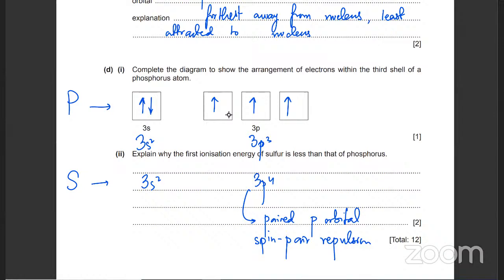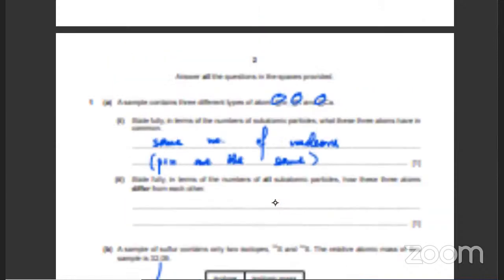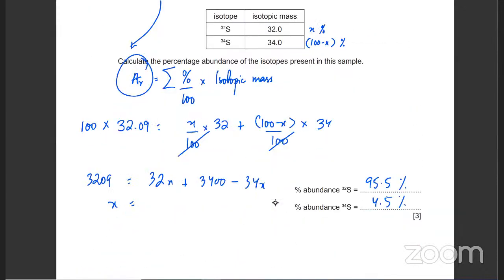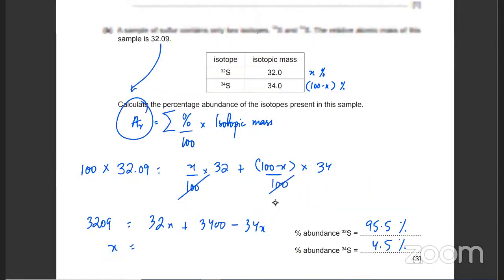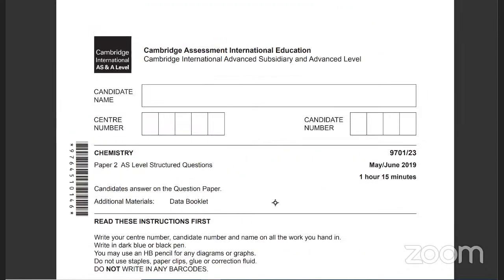Okay, that's about it. So we're done with this paper. Let's continue tomorrow then. And if anyone has any questions, okay.